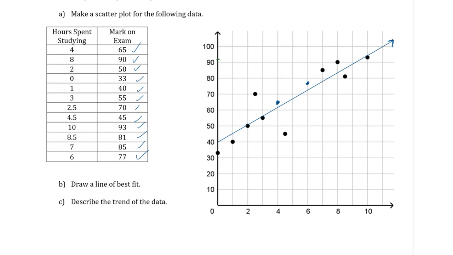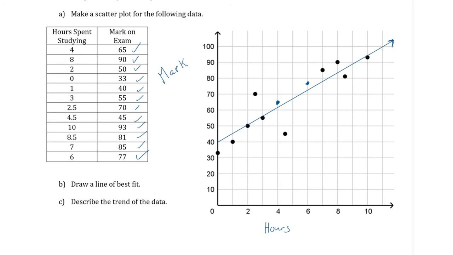So this is where we have to make sense of what's happening here. We haven't even talked about this yet. Hours spent studying, mark on exam. So this is hours down here. And this is mark up here. And what does this mean and why does it make sense? The longer you study, the higher your mark. And doesn't that make sense? The less you study, the lower your mark.